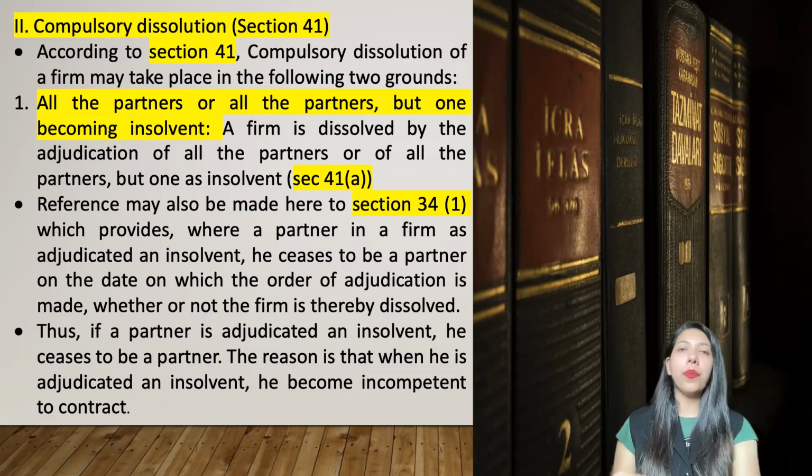So here, when we learned about the valid essentials of contract, we have learned that the particular persons who are entering into the contract should be competent to contract. There should be competency and they should not be insolvent. So that's the basic condition. So based on that, if any of the partners or all of the partners became insolvent, then that leads to a compulsory dissolution of the partnership firm.